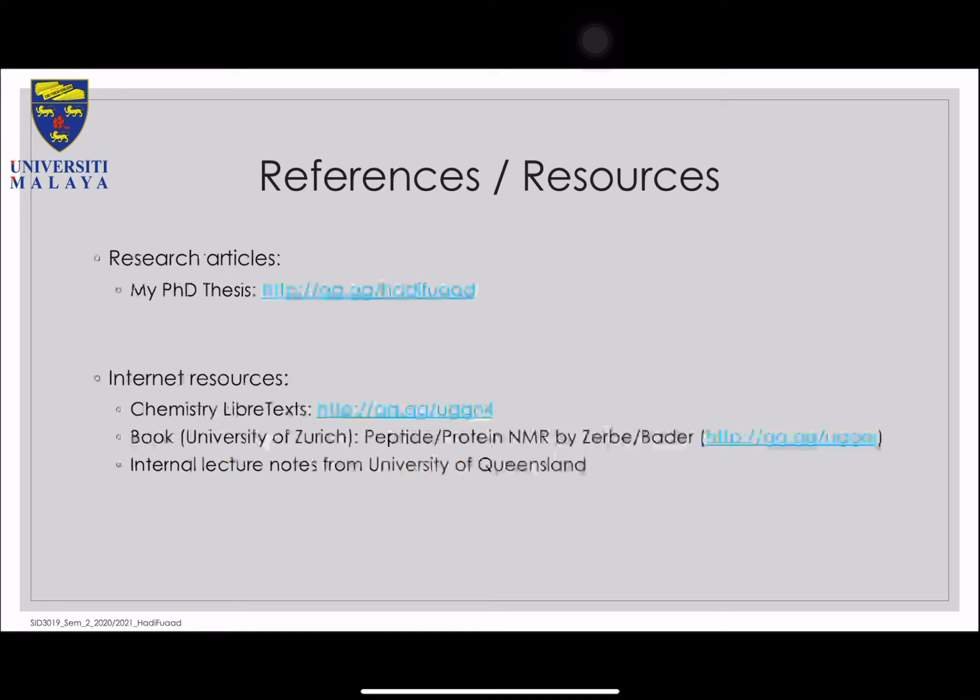Other references include my PhD thesis on peptides and some other internet resources. I'm sure you have used Chemistry LibreTexts, which is a very good resource. You can also look at a book by the University of Zurich in Switzerland, which talks about peptides and proteins NMR, by Professors Zerbe and Bader. You can quickly go to this link. It's a very long link, so I'll make it short: gg.gg/UGGOJ. The lecture was also created using internet lecture notes from the University of Queensland, Australia.